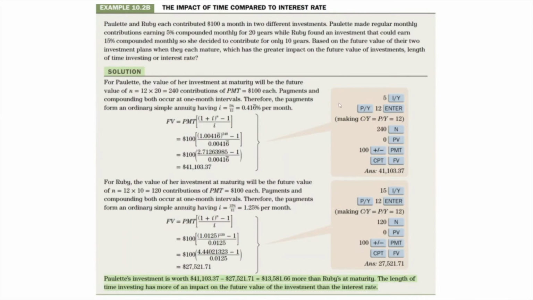Ruby found an investment that could earn 15% compounded monthly. So she decided to contribute for only 10 years. So again, 10 years compounded monthly. So that's 12 compounds a year times 10. 12 times 10 is 120. It's the total number of compounds. 15% divided by 12 will be 1.25% per month, which is 0.0125. So this gets plugged into the formula.